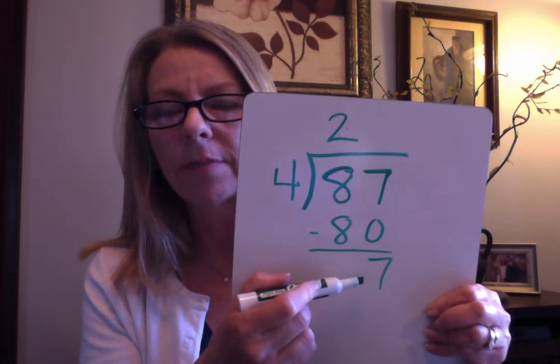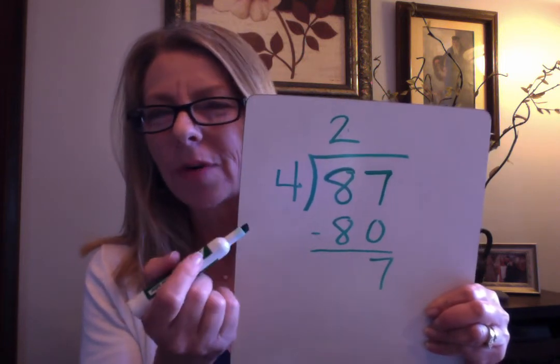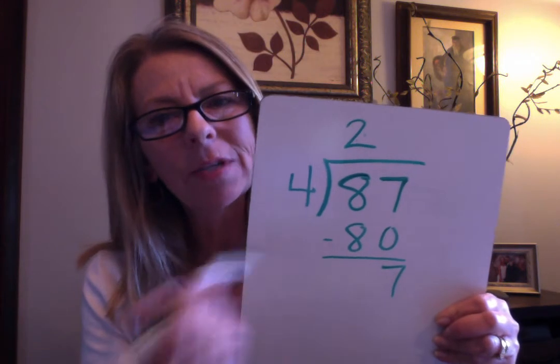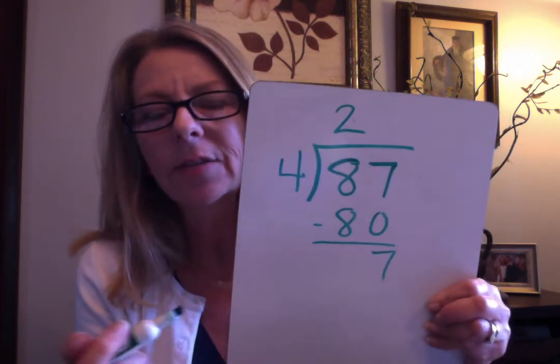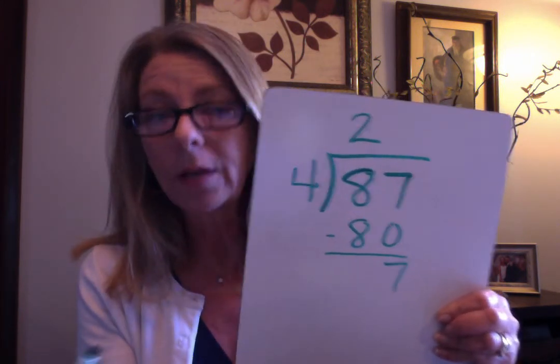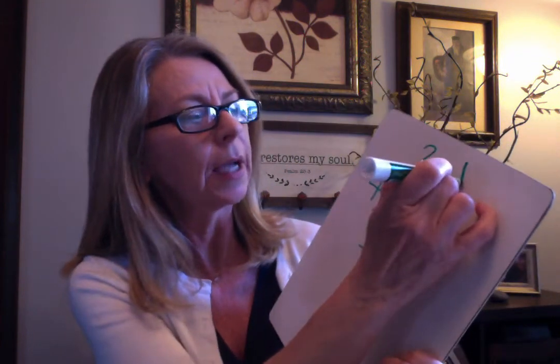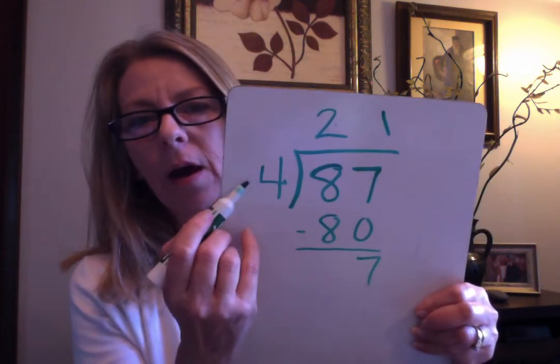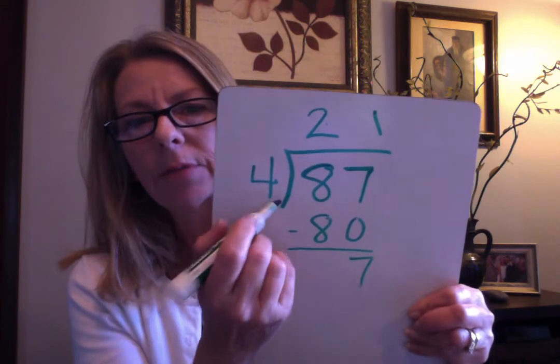Okay, so we have 7. If I put 2 on each plate, no, that would be 2 times 4, and that's 8. I don't have 8 cookies, I only have 7. So let's try 1 cookie on each plate. Okay, so we put 1 cookie on 4 plates, and 1 times 4 is 4.